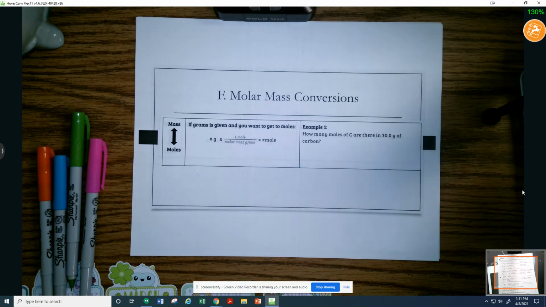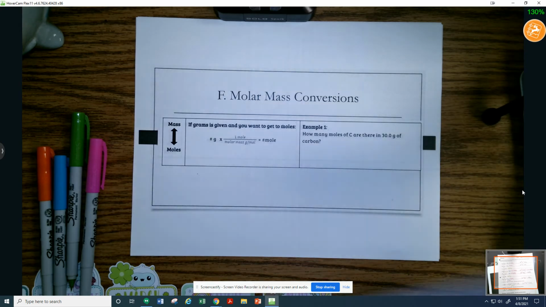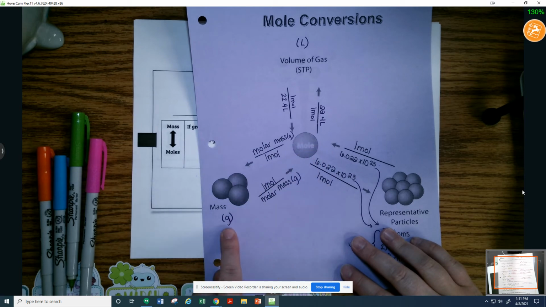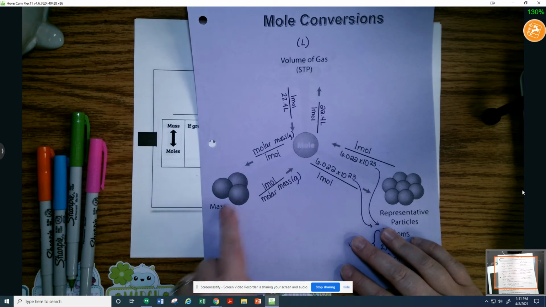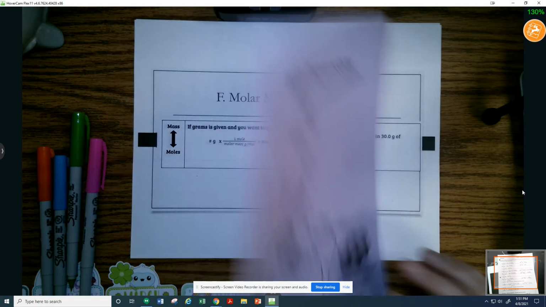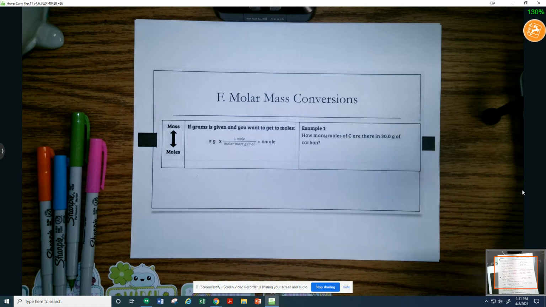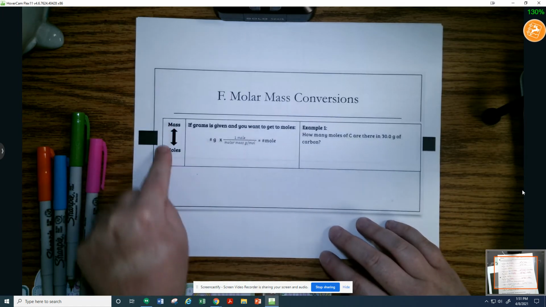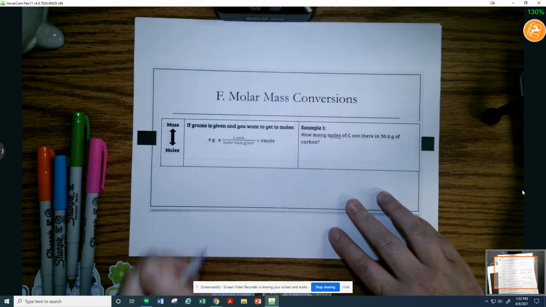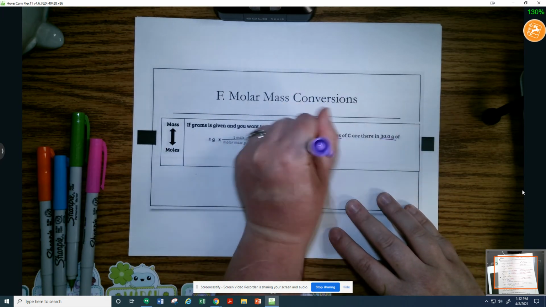So we're going to work on one other branch of our mole map today, and that's how to get from here to here. So how do you work with mass, which we measure in grams, to moles? And so that all relies on knowing the molar mass of the element you're working with. So in example 1, we are going from mass to moles. It asks, how many moles are there in 30 grams of carbon?